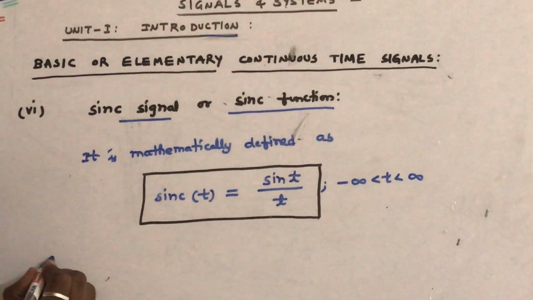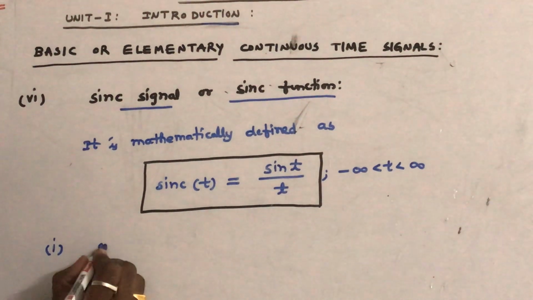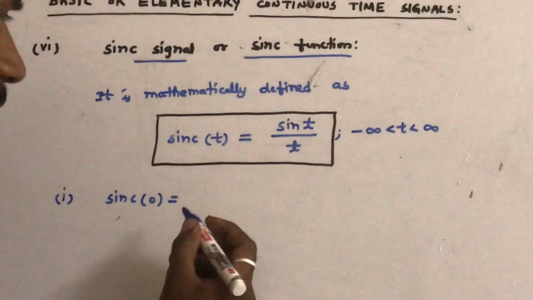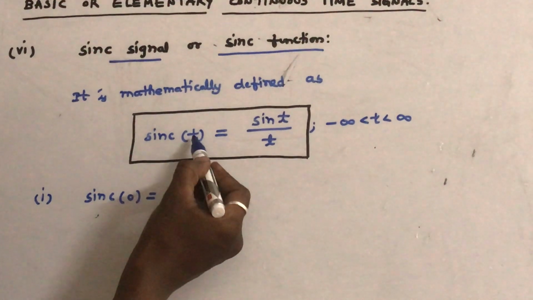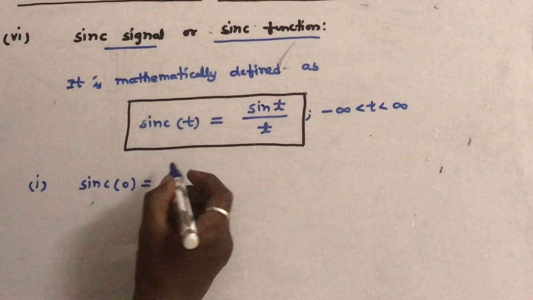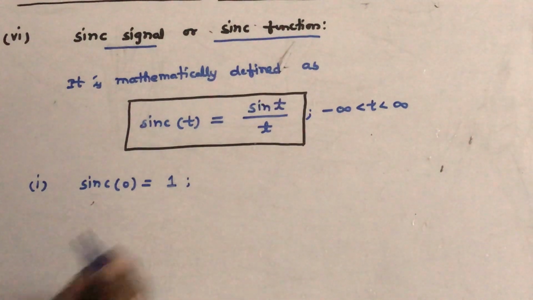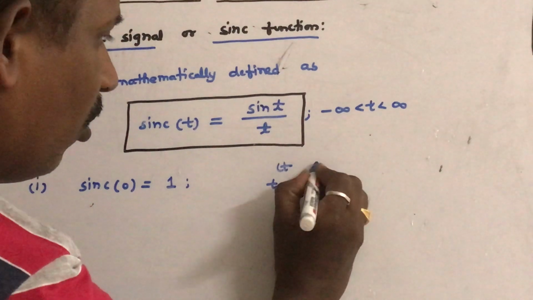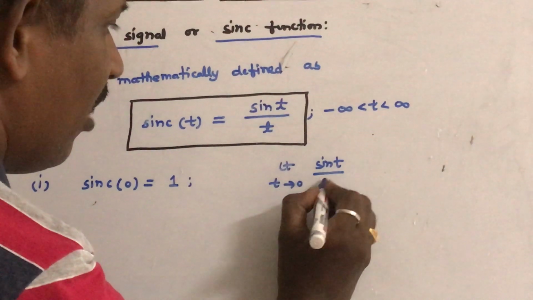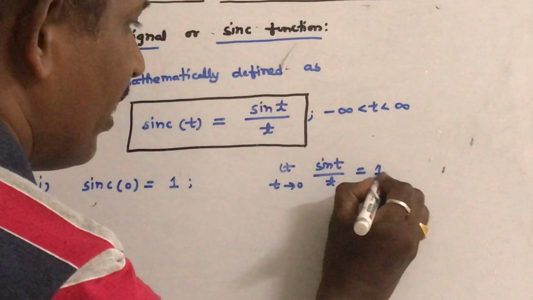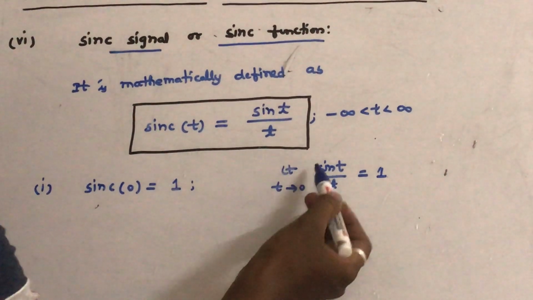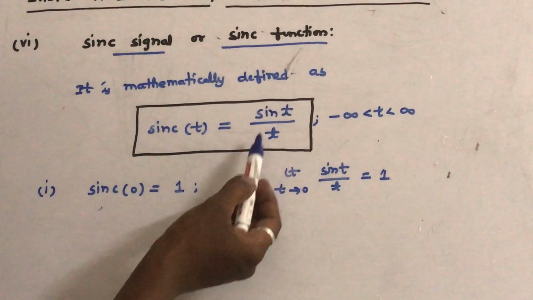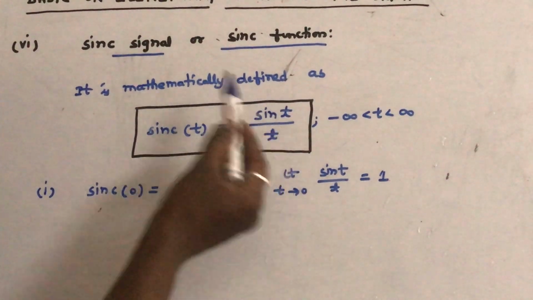Now, number 1, let us find what is the value of this function at time t equal to 0. If you substitute t equal to 0, you get sin 0 by 0. As you know from basic mathematics of limits, if t tends to 0, the limit of sin t by t is 1. Or, limit theta tends to 0, sin theta by theta is equal to 1. Therefore the value of this function at t equal to 0 is 1.